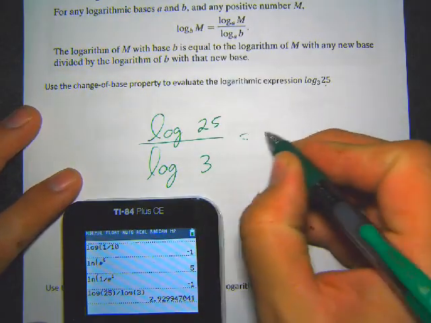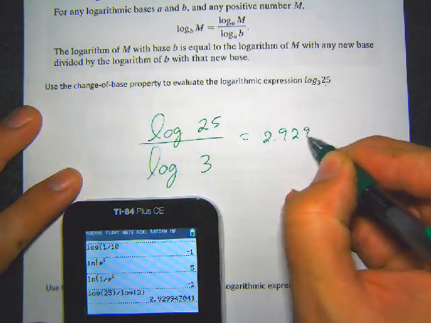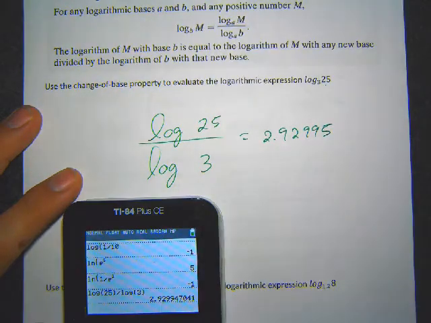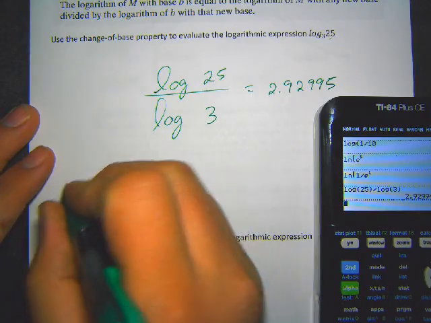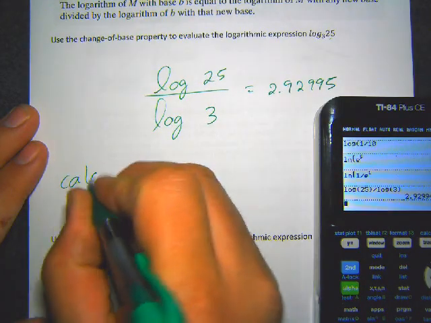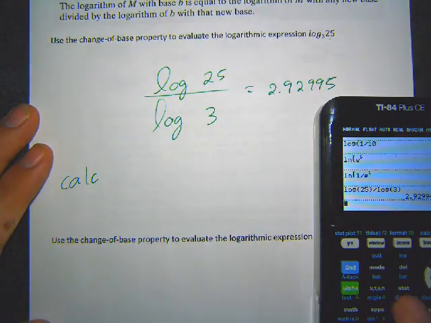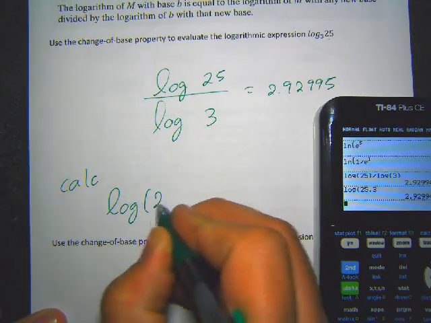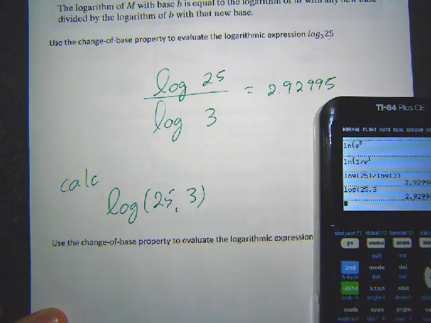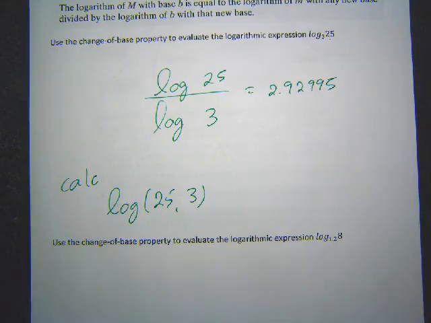It is 2.92995, whatever. You probably don't need that many decimal places; my lab will tell you how many. Or if you want to use the modern calculator, this is the way I would do it on my calculators now: I would just type log of 25, comma 3. And it gives me the same exact answer.